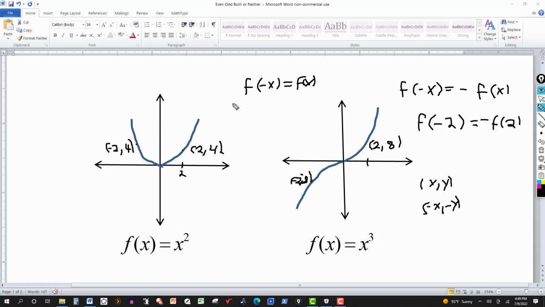So there's your definition. Any function that satisfies this definition is even. And that means it's symmetric with respect to the y-axis. Any function that satisfies this definition is odd.